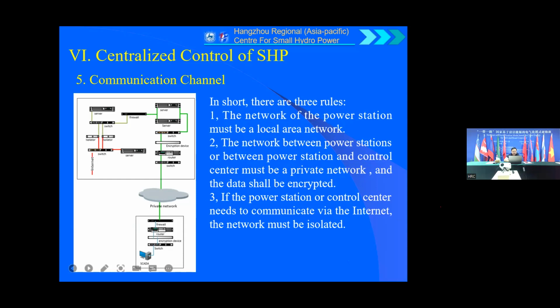The third rule is that if the power station or control center needs to communicate via the internet, the network must be isolated. These are the three rules from the grid.